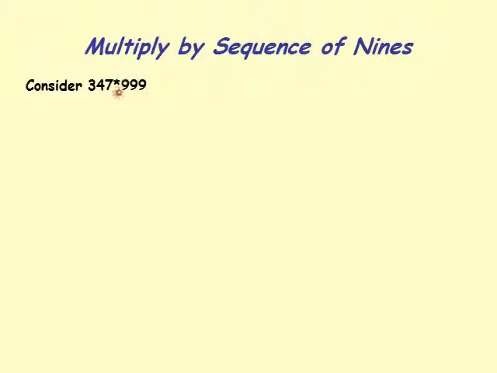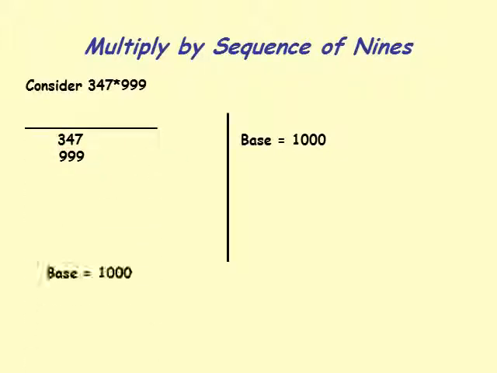The multiplier has all nines. It's a sequence of 9s. So we write down the two numbers for base number multiplication. Now we go to find a base. The base is 1000. 1000 is close to 999, and that's what we would use for a base. Let's continue. Now we need to compute the deviations.